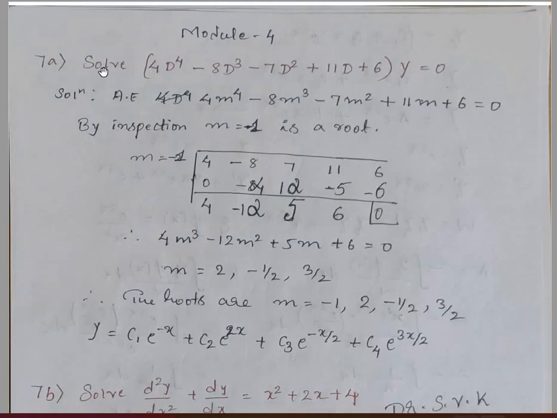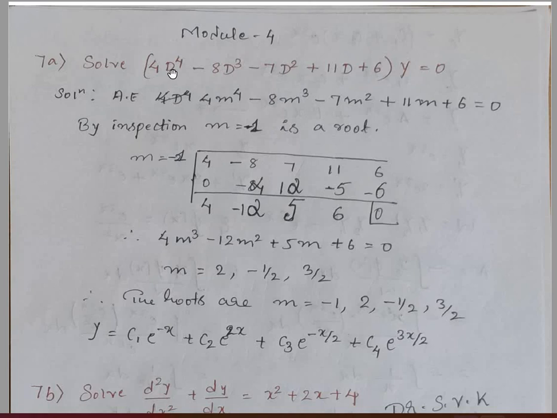7, that is of module 4, which is the easiest of module 4 and module 5. Here they have given the differential equation 4D^4 - 8D^3 - 7D^2 + 11D + 6 on y equal to 0. Once you know that it is 0, it is a homogeneous differential equation. Just find yc. Consider the given equation as the auxiliary equation and find the roots of that equation.